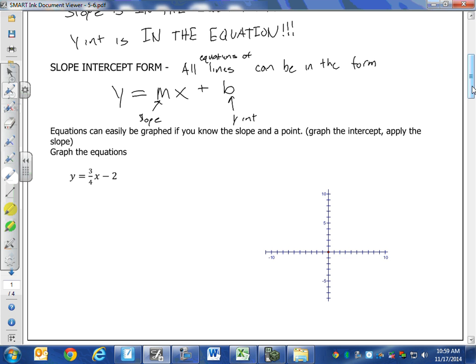If I wanted you guys to graph y equals 3/4 x minus 2, what you would do as of last class, which was the test, is you would just find 2 points that worked, right? And some points would be easy to find, some would be difficult, and some would end up being fractions. Well, watch this. I can graph 1 point, my y-intercept. 0, -2. That's 1 point. I can graph a second point by applying the slope to that first point.